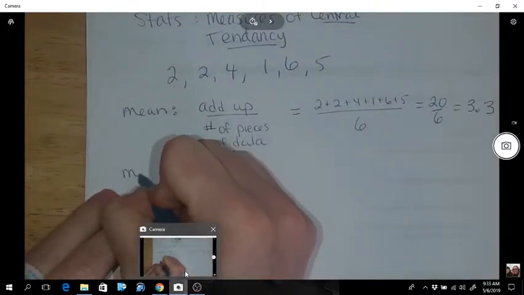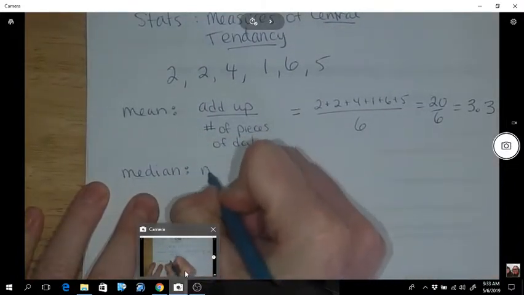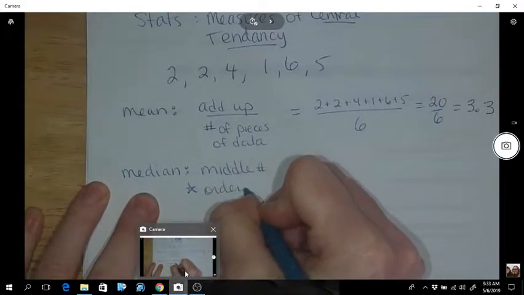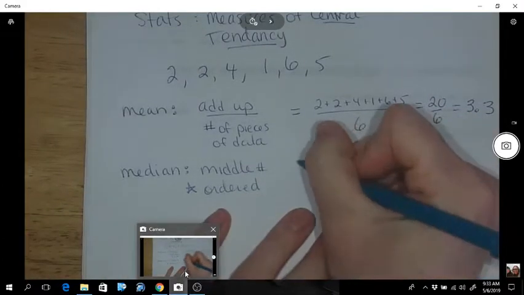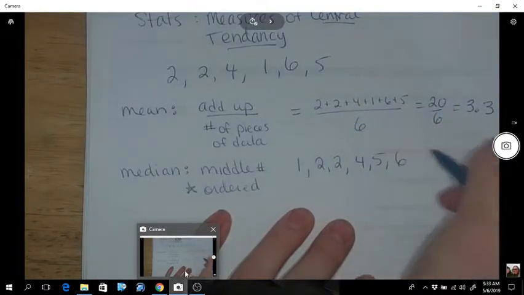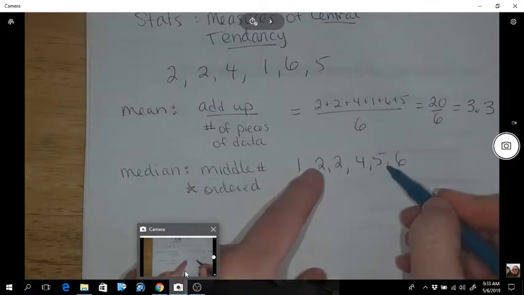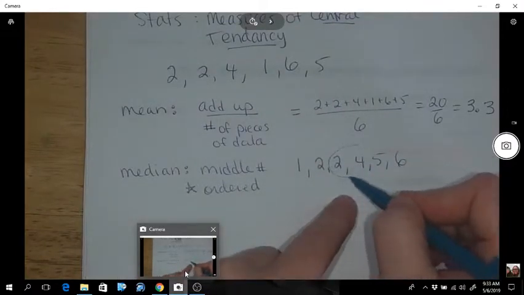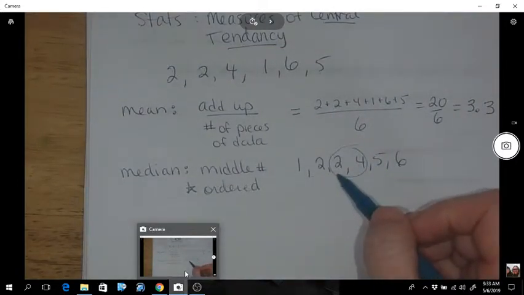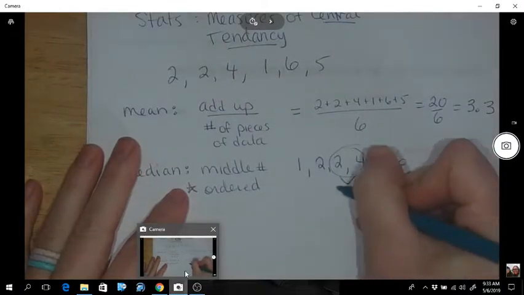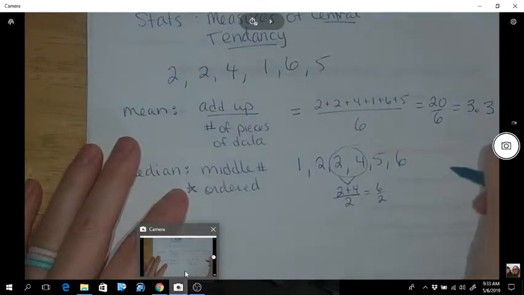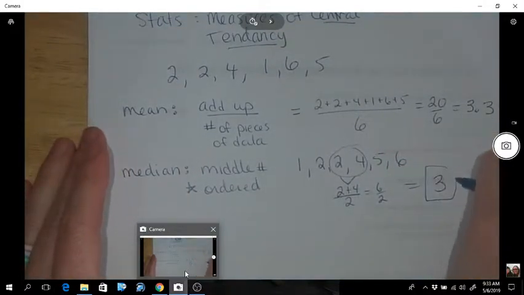Okay, next is our median, and this would be the middle number. And a special note, they have to be ordered. So here I need to rearrange the data to read 1, 2, 2, 4, 5, and then 6. Okay, so if I think about the number in the middle, both of them line up in the middle because there's an even number, so you're not going to have 1 in the middle. So if this is the case, then you have to actually take both and then average them. So our median is 3.